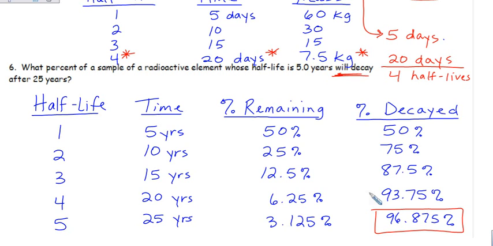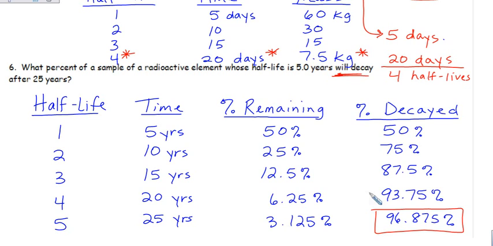After the third half-life, 25% remaining goes down by half. Now 12.5% remains, 87.5% is gone. And you just keep doing that. The percent remaining and the percent decayed should always add up to 100. And so finally, after 5 half-lives, 25 years have passed, about 3% of my sample remains, and approximately 90% has decayed. This would be true of any sample.